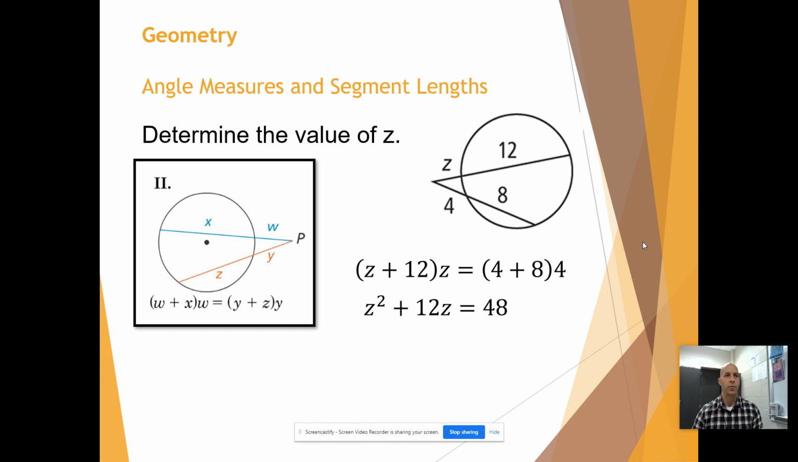We're going to get z squared plus 12z equals 48. Subtract the 48 over, and now we have a quadratic equation. Unfortunately, this one is not going to factor, so a student would have to use the quadratic formula, which is reviewed from Algebra 1. And the z value here turns out to be approximately 3.16.